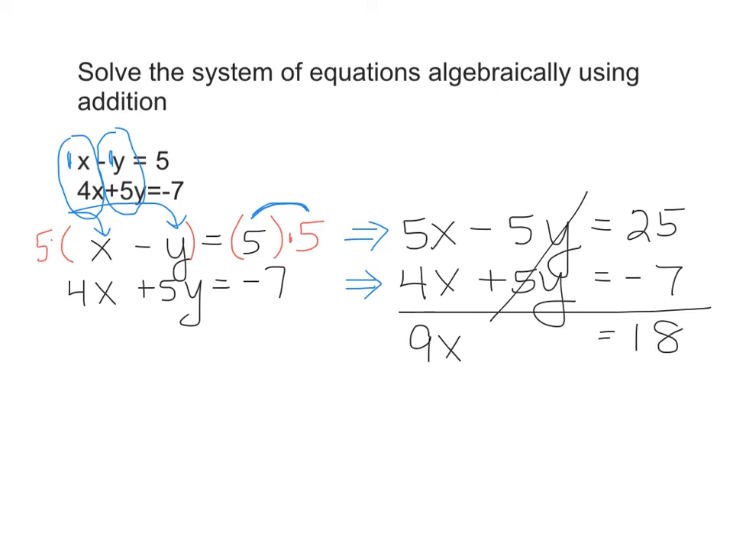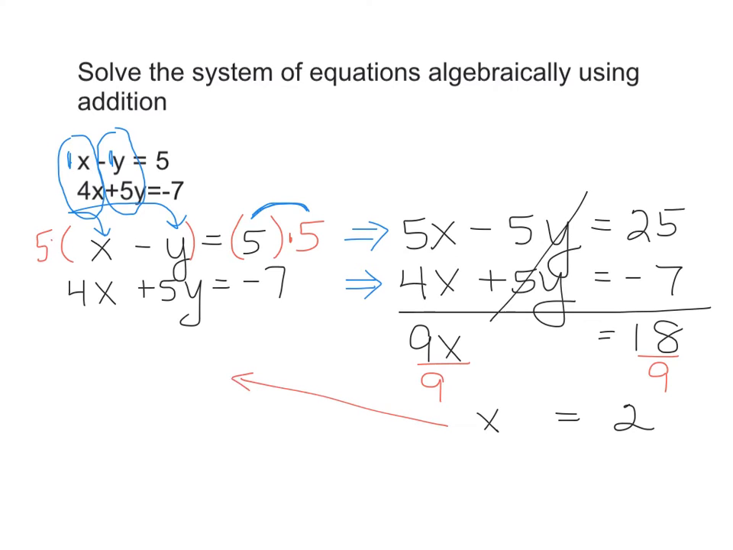And in one quick step, we're down to one equation with one variable. We can isolate the x by dividing by 9, and we quickly have our answer of x equals 2. But remember, that's only part of our answer. We need to now go back to one of the original equations and find the y that goes with this x of 2.